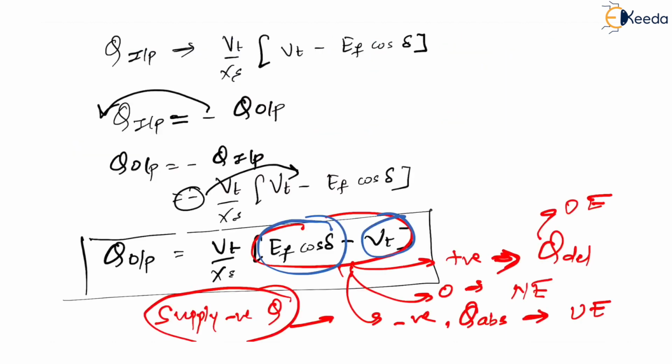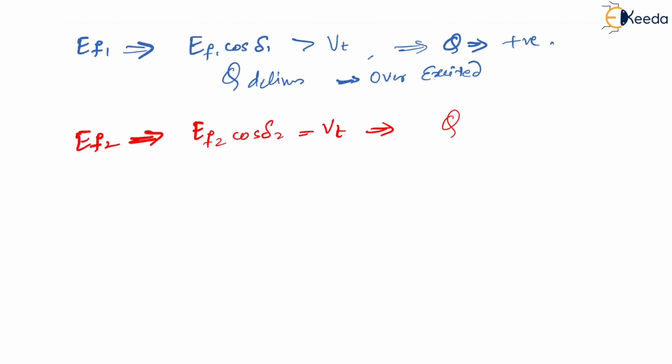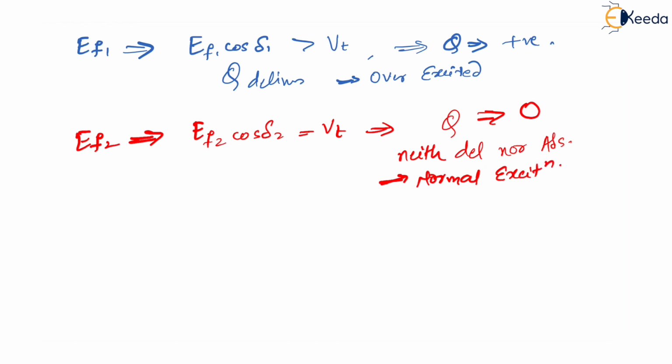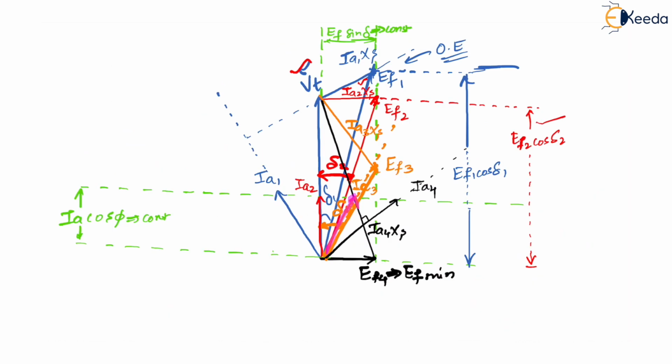Therefore, can I say that my reactive power Q output is going to be what? If both are equal, then it turns out to be 0. And if it turns out to be 0, we can say that it is neither delivering nor absorbing. Therefore, we say that it is going to be normal excitation. Normal excitation, correct? Yes.